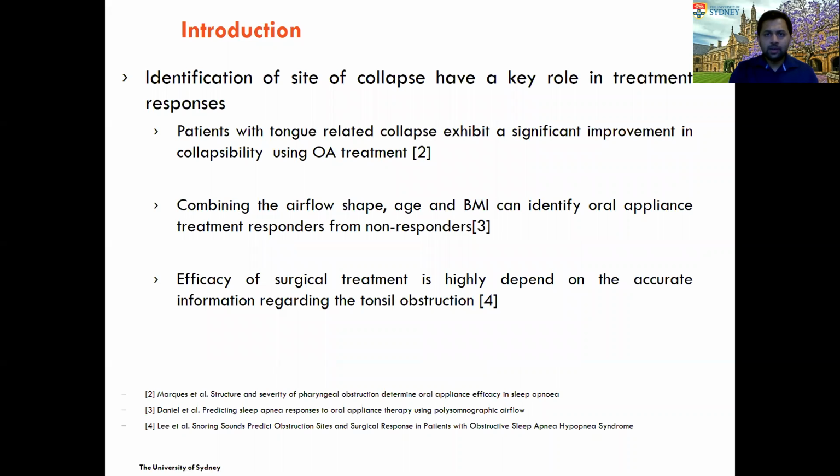Even though various treatment modalities are available, the key unresolved issue of OSA treatment is the inability to predict the most appropriate treatment. Studies have demonstrated that determining the site of upper airway closure is an important determinant of treatment outcome. Various studies suggest that identifying patients with tongue-based collapse would assist clinicians in choosing better treatment using oral appliance therapy.